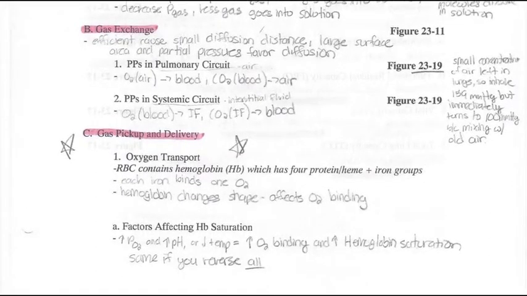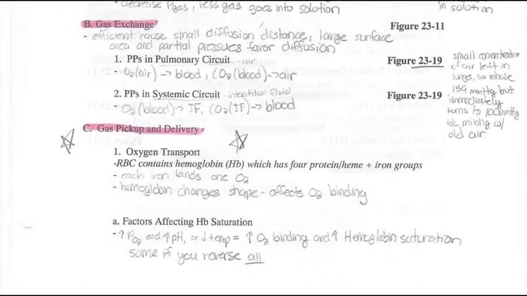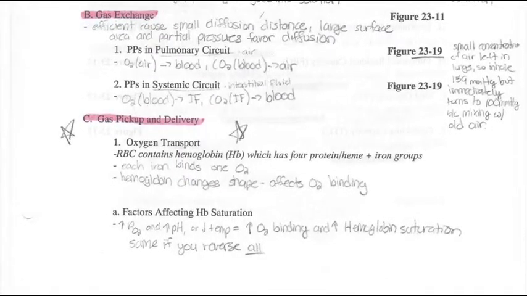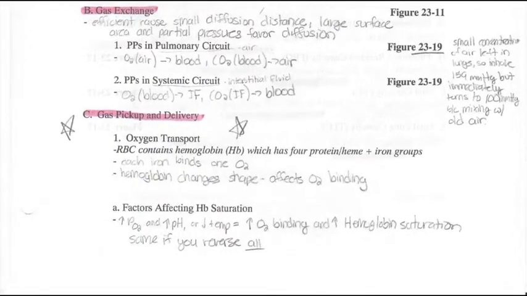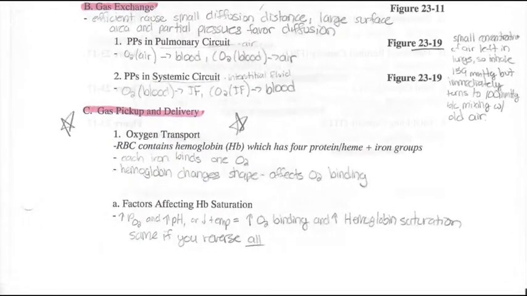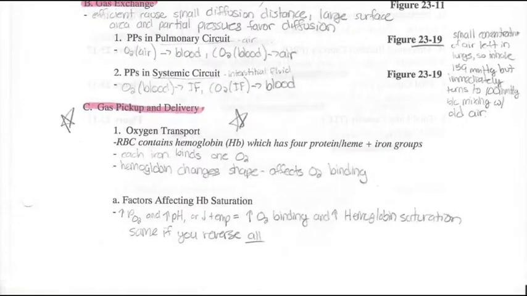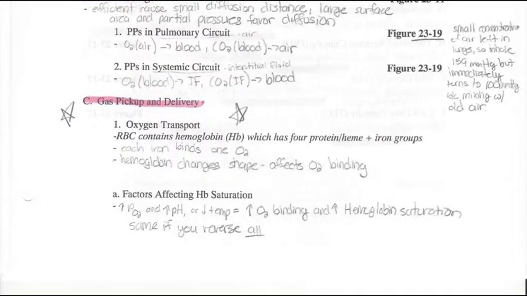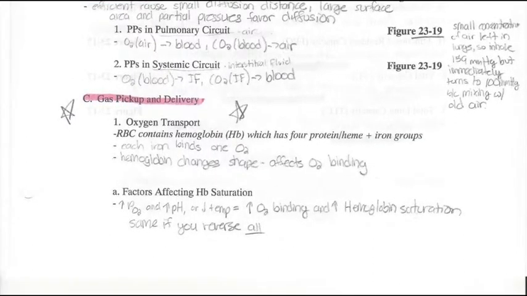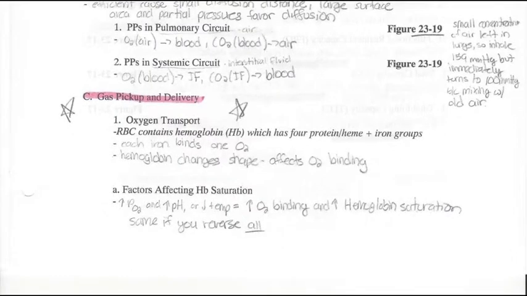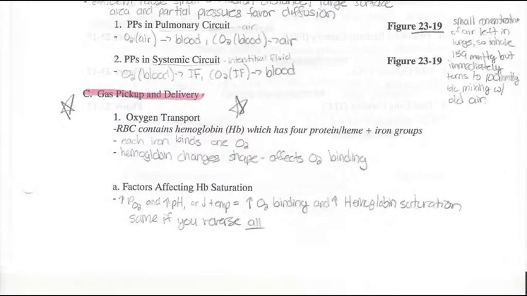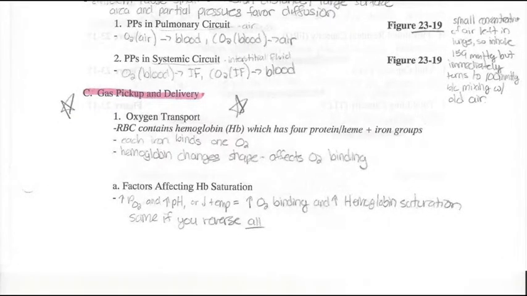1. Oxygen transport. Red blood cells contain hemoglobin, which has 4 protein/heme plus iron groups. Each iron binds to one oxygen. Hemoglobin changes shape. This affects O2 binding. A. Factors affecting Hb saturation. An increase in the pressure of oxygen and an increase in pH or a decrease in temperature will lead to an increase in oxygen binding and an increase in hemoglobin saturation. And the same works in reverse.